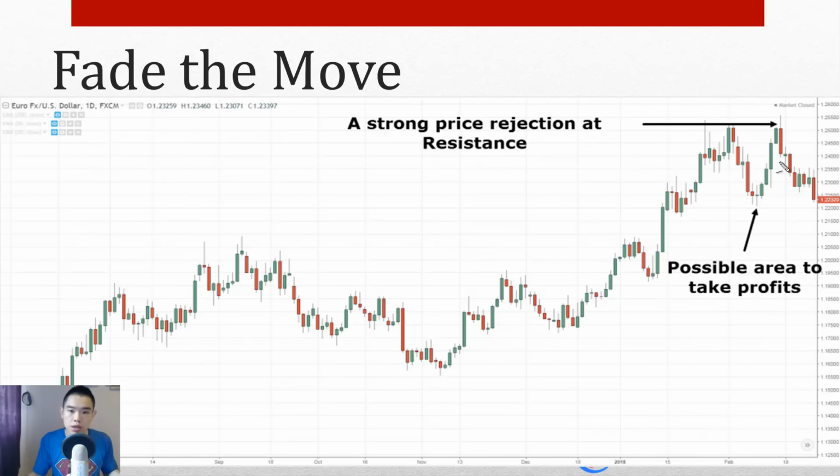Chances are their stop loss is possibly somewhere here, or even below this swing low over here. So what happens is that as the price hits lower, you would actually hit this cluster of stop loss from the breakout traders, and that would fuel further selling pressure. So that's the logic behind this trade.